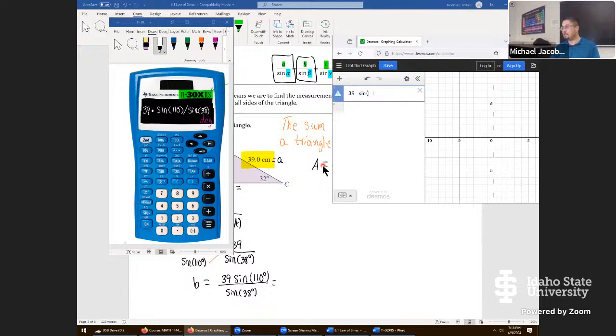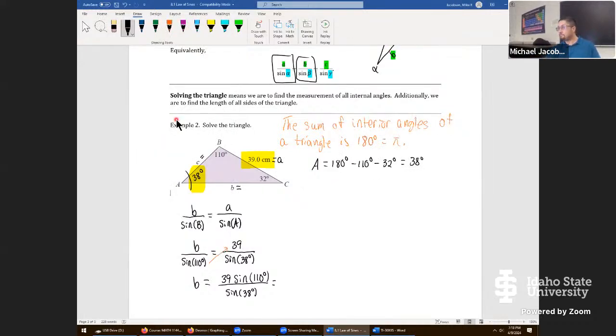39 times sine 110 degrees divided by sine 38 degrees gives me a side length of, let's see, we're rounding to the nearest tenth to keep that level of precision. So this would be 59.5 centimeters. So that's what you should be seeing in your calculator here after hitting enter. 59.5 centimeters altogether.